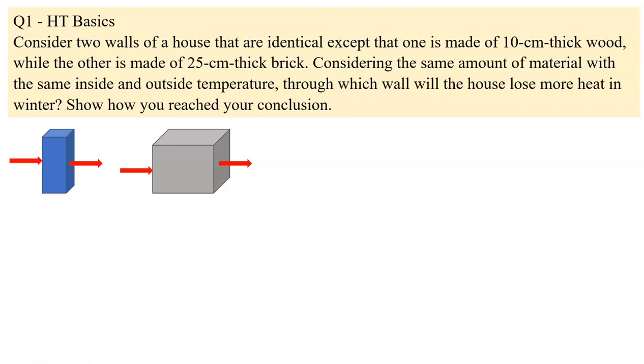I'm going to explain how you should have gone about solving the quiz questions. There were two sets of questions. The first one was on the types of walls for the house. One type is 10 centimeter thick wood and the other is 25 centimeter thick brick. Considering everything else being the same, the only thing different is the type of material and the thickness.